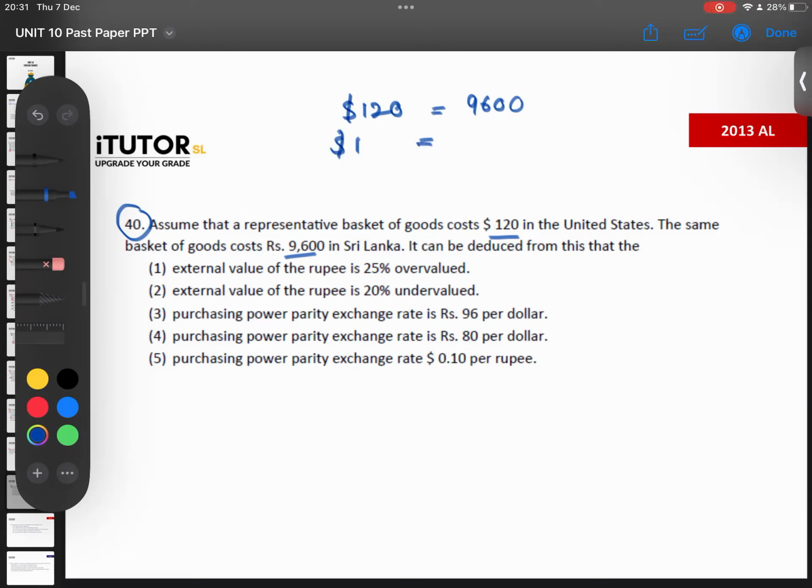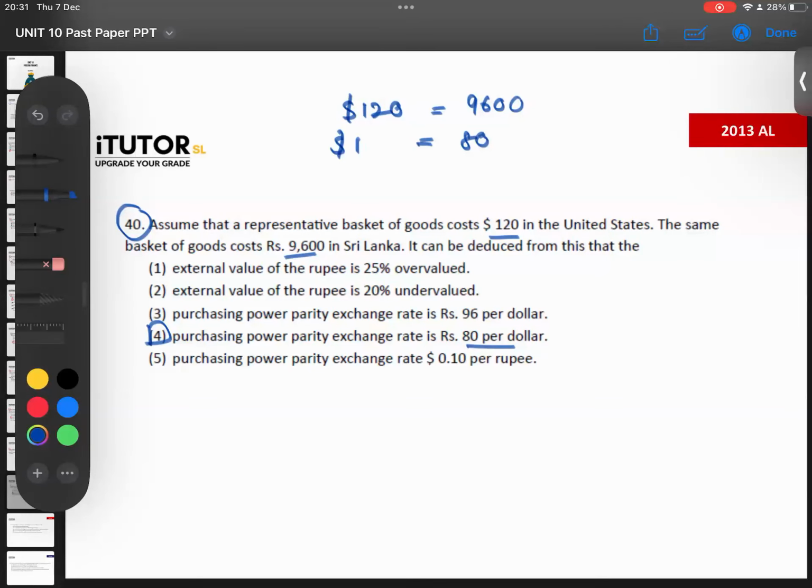Come on. 9,600 divided by 120. 9,600 divided by 120, we get 80. What does that mean? That means my purchasing power parity exchange rate is 80 rupees per dollar. One of the easiest questions that you can ever get.